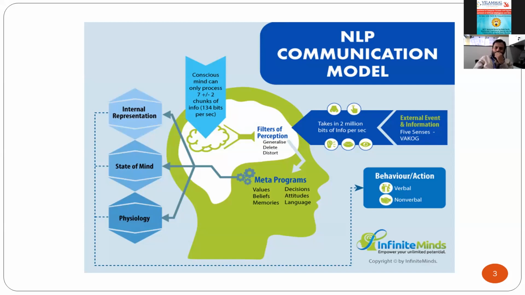Okay, so here, suppose we want to become a good teacher, we want to execute a good teaching learning process, we should understand each and every learner's values, beliefs, memories, decisions, attitudes, and language. Okay, so without knowing this concept, we will not be able to execute a good learning outcome. Okay, so that is the basic concept of OBE, outcome based education.